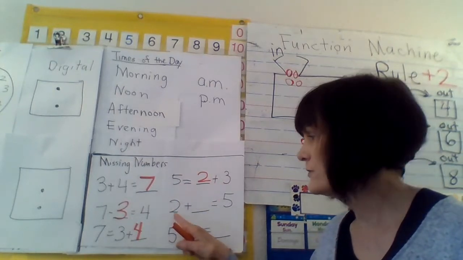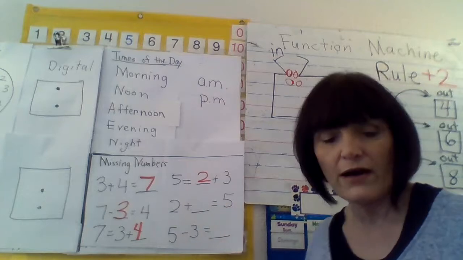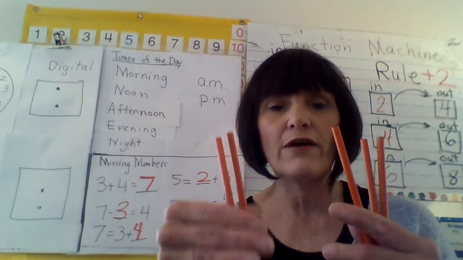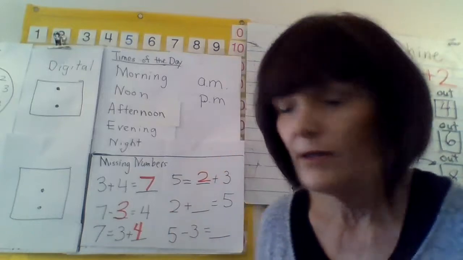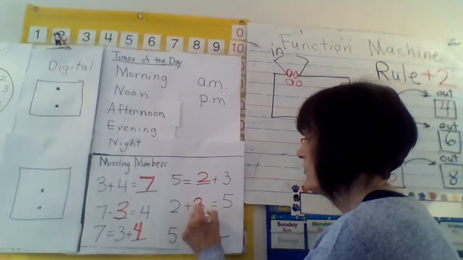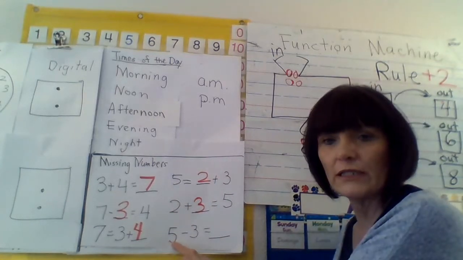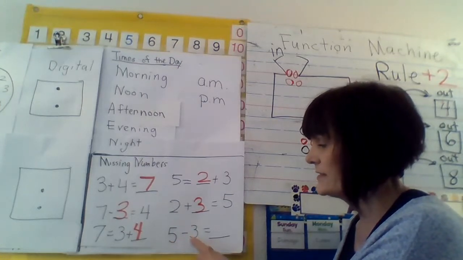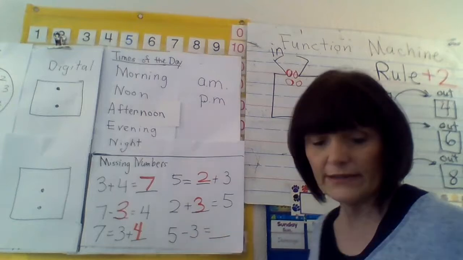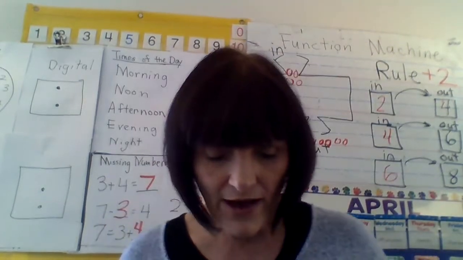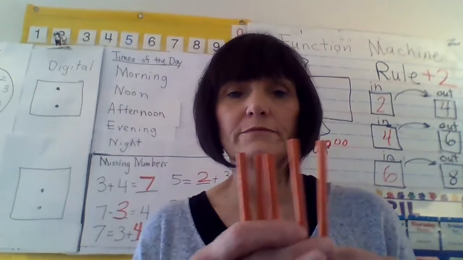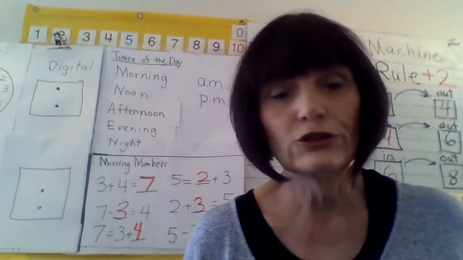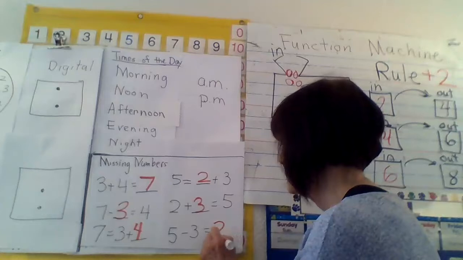Now let's come down here. 2 plus what equal 5? Well, it's the same thing. 2 plus 3 equal 5. 1, 2, 3, 4, 5. Yes, yes. Okay, now here's a subtraction number equation. 5 minus 3 equals what? All right, I have 5 sticks, and I take 3 away. 2 are left. Good job.